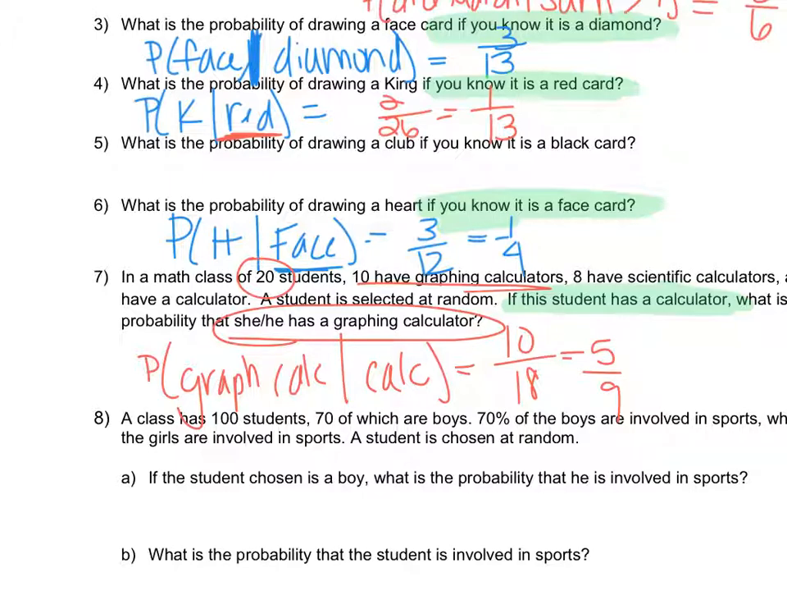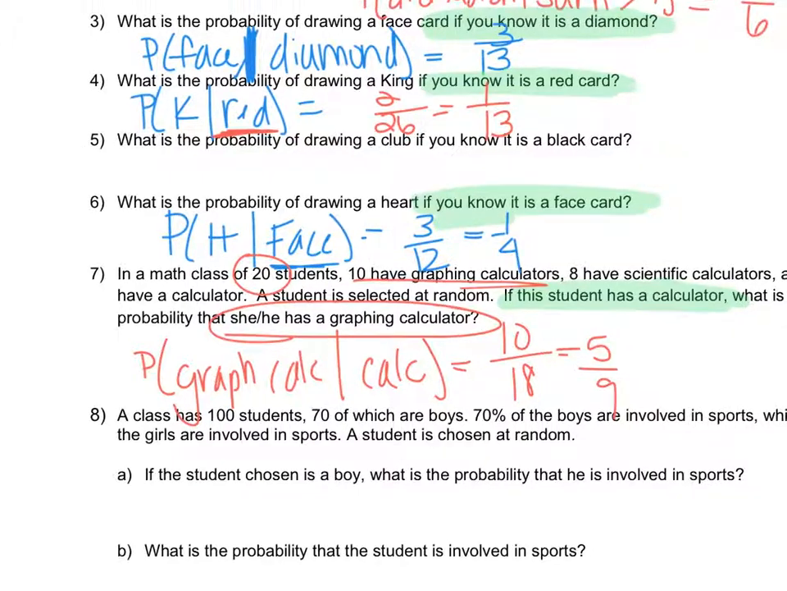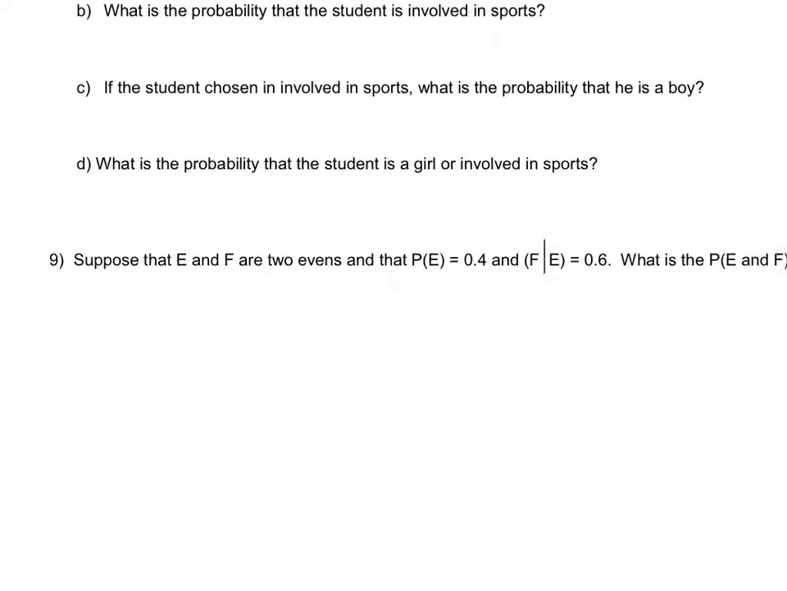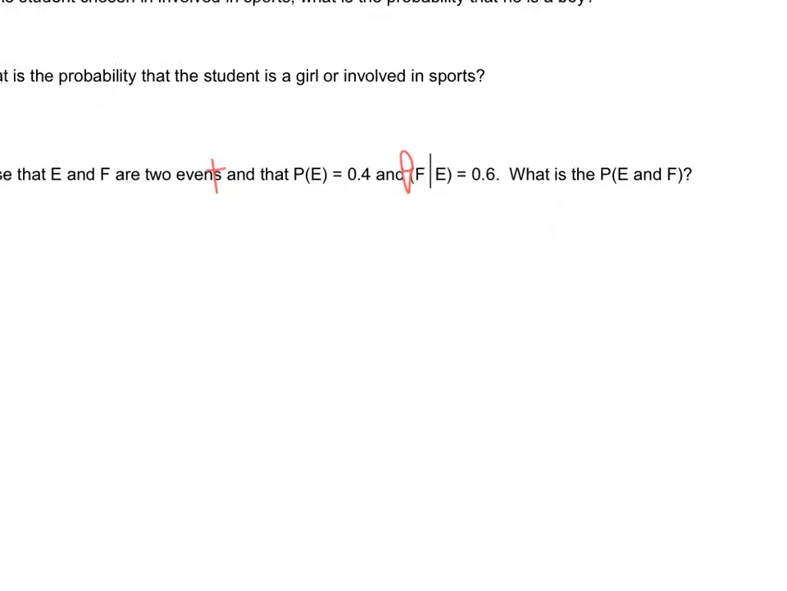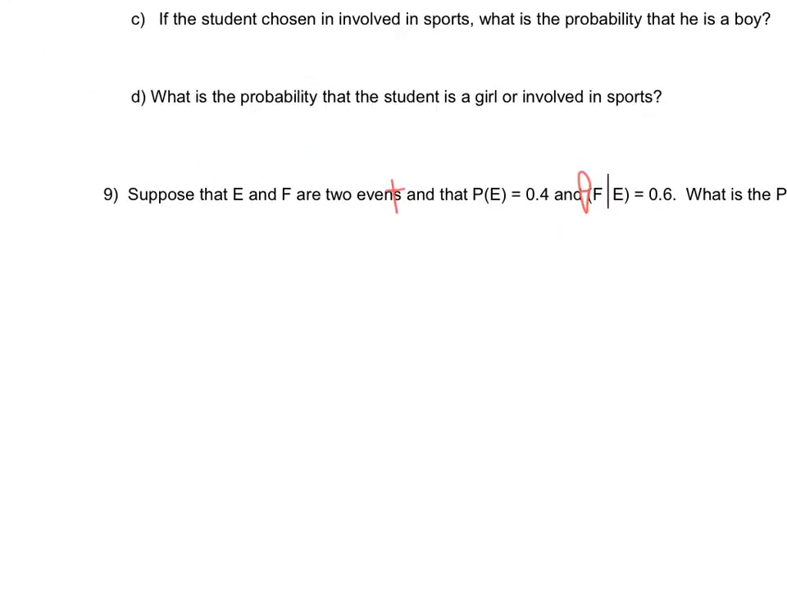I'm going to jump all the way down to the very end of the problem. We're going to do the notes. And it says, suppose that E and F are two events, not evens, and that P of E equals 0.4, and the probability of F given E is 0.6. What is the probability of E and F together?